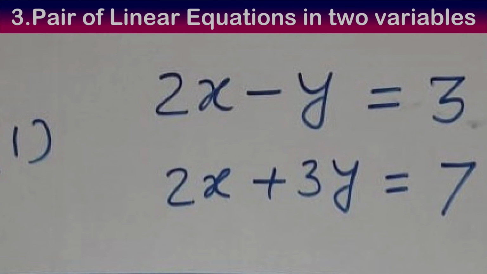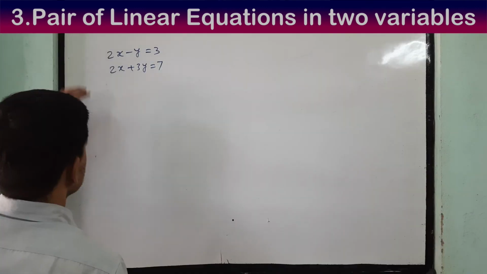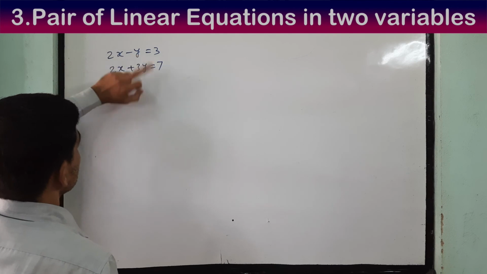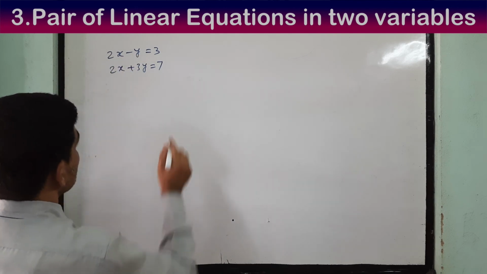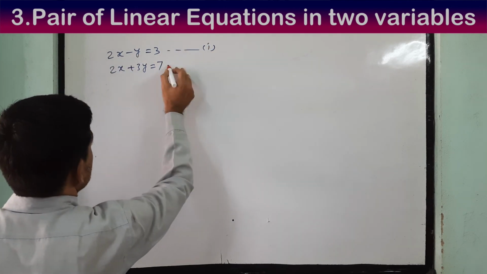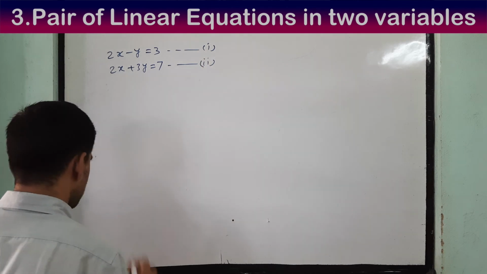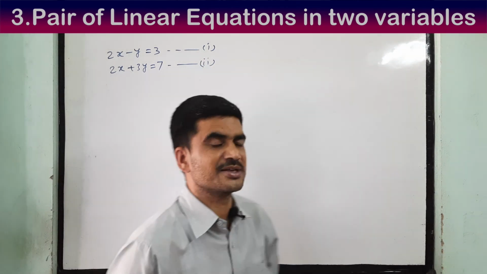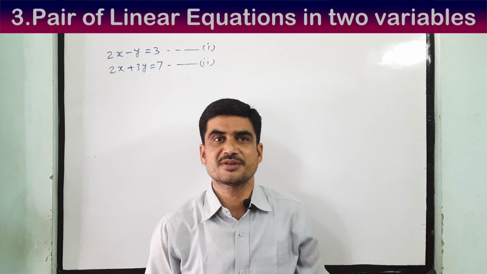2x minus y is equal to 3 and 2x plus 3y is equal to 7. Okay, so we have two equations, 2x minus y equal to 3 and 2x plus 3y equal to 7. Let it be equation number 1 and this will be equation number 2. So you know the process, the algorithm to solve the substitution method.